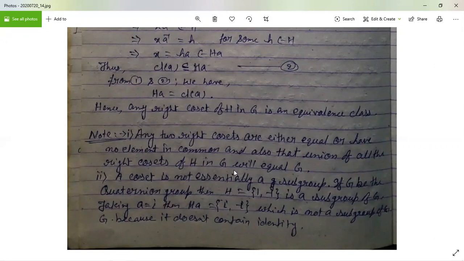That means finally we can say that every coset is not necessarily a subgroup, but every subgroup forms a coset.